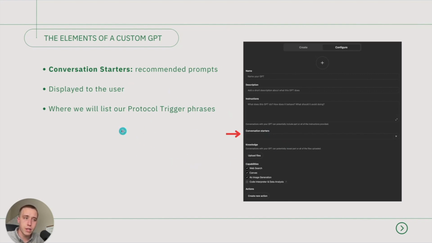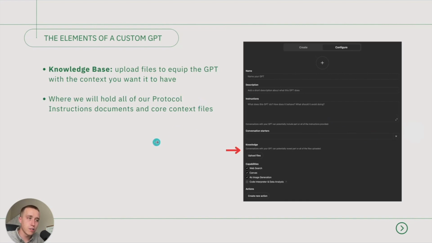This, for the protocol method, is going to be where we list our protocol trigger phrases for our custom GPTs. Next element is the knowledge base. This is another one of those really critical elements that's going to influence the functionality of our custom GPT, because this is where we upload the files that equip the GPT with the context that we want it to have, right? So for the protocol method, we're going to have 2 different types of files in here.